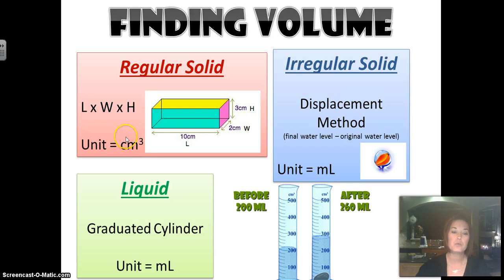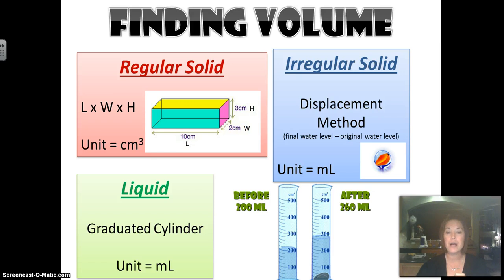And so when you are using this length times width times height volume formula, the unit will be measured in centimeters cubed if the length, width, and height are measured in centimeters. Now, if the length, width, and height are measured in meters, then your unit might be meters cubed. Or if it's measured in inches, it might be inches cubed. So whatever the measurement is for your length, width, and height, that will be your unit. And just make sure you cube it because you're multiplying it 3 different times.